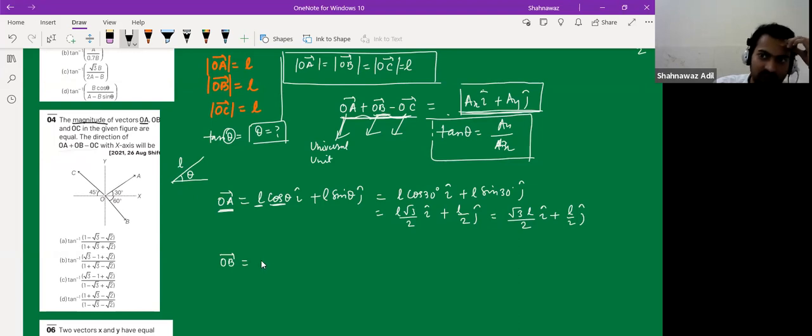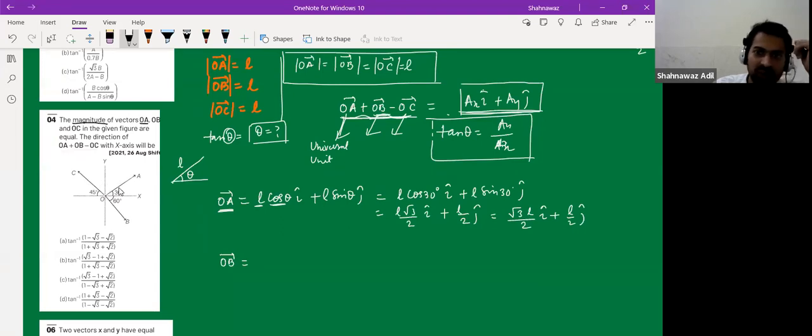Two people spoke simultaneously, right? Sir, these are the questions of motion in a plane. These are of the vectors, right? So these are vectors, right?